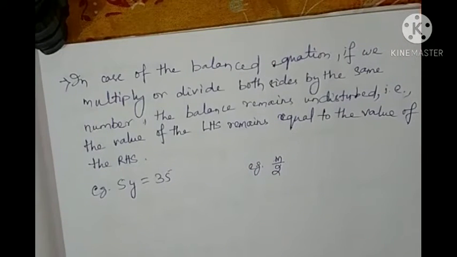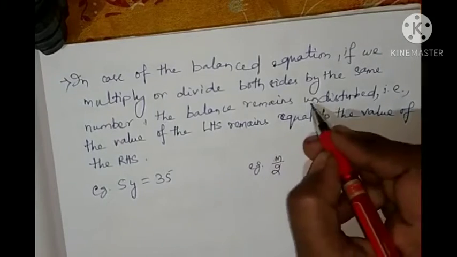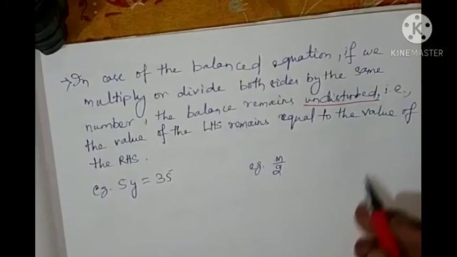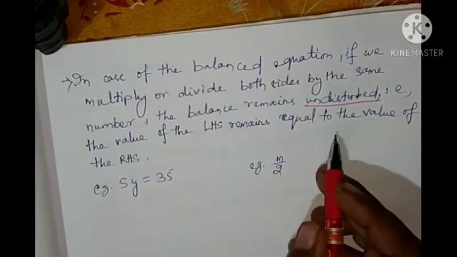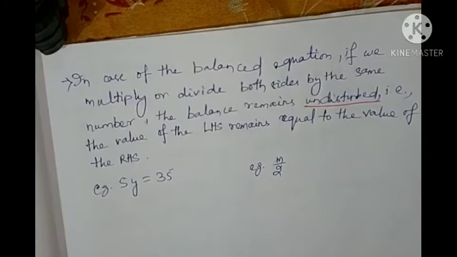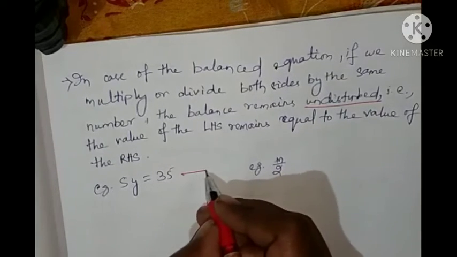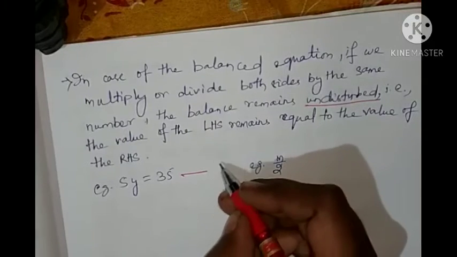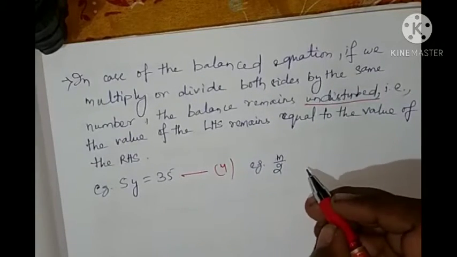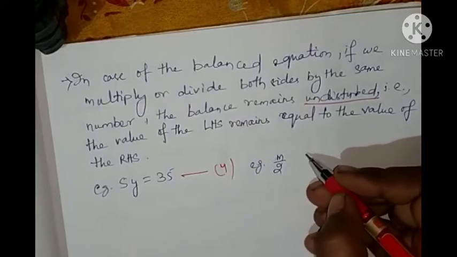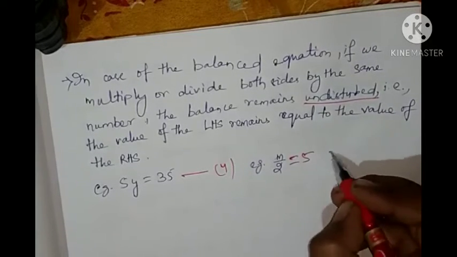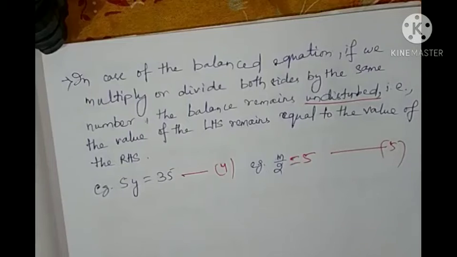So let's see. In case of a balanced equation, if we multiply or divide both sides by the same number, the balance remains undisturbed. That is, the value of LHS remains equal to the value of RHS. So here one equation is written, equation 4, and this is m by 2 equal to 5. This is equation 5.